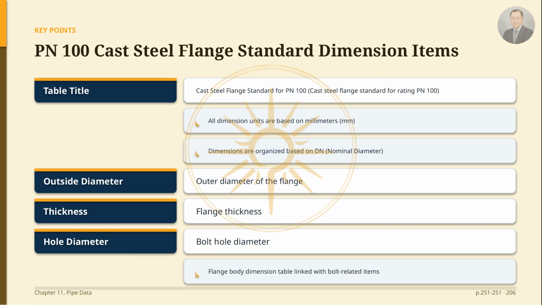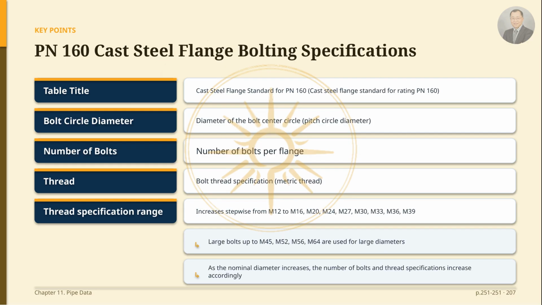In other words, the outer diameter, thickness, and bolt hole size of the flange are all decided at once through the table based on which nominal diameter piping is used. Next is the bolting specification table for PN 160 cast steel flanges.